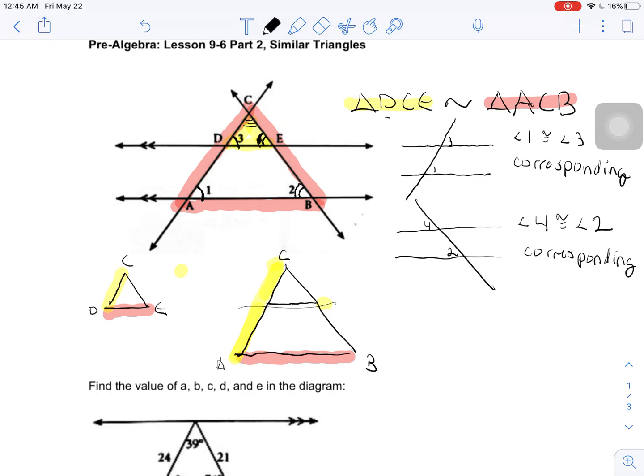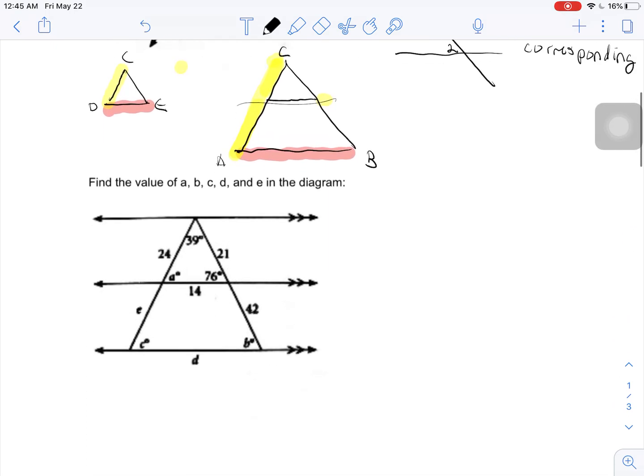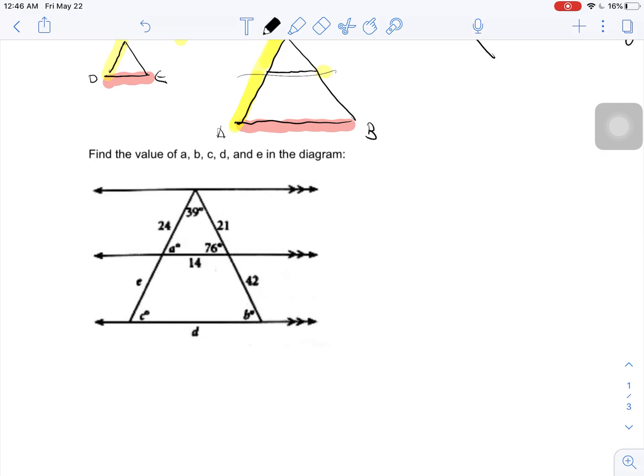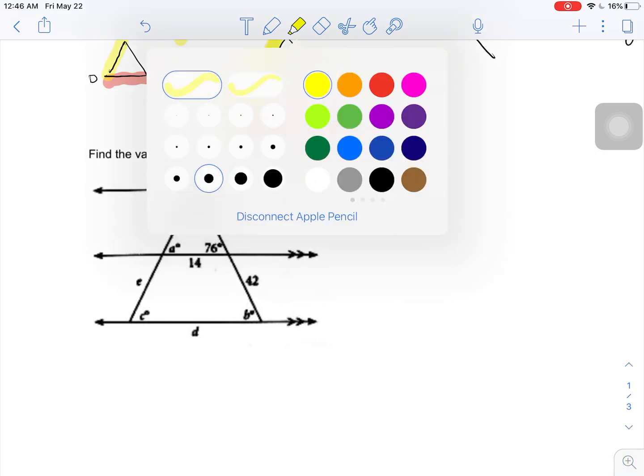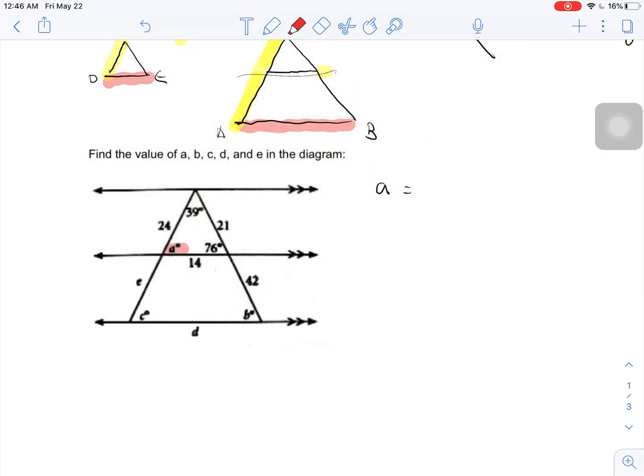So on that note, and also expanding on that so you can see more about what I mean, we're going to look at an example problem. This problem has A, B, C, D, and E hiding in it. We're going to work through them in order. We're going to start with A. So A is right there.